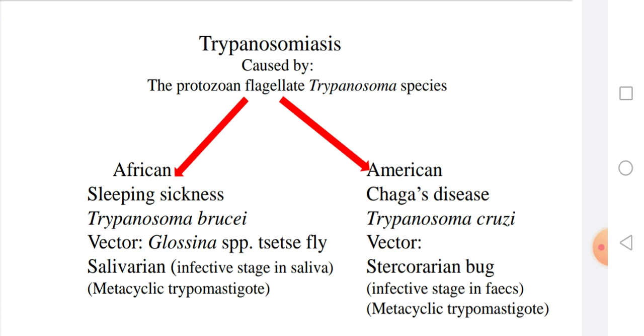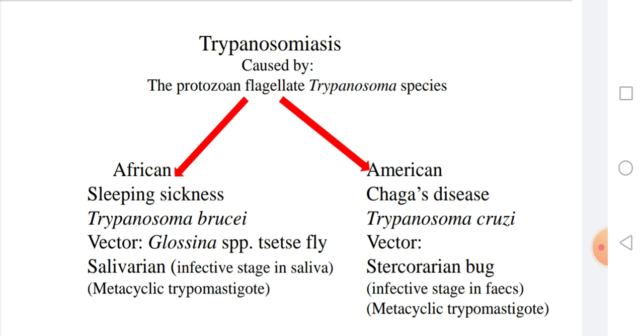You are welcome to this parasitology lecture. It is about trypanosomiasis. This parasitic disease is caused by the protozoan flagellate Trypanosoma species. The disease is classified into two types, African and American. The African trypanosomiasis is also known as sleeping sickness.